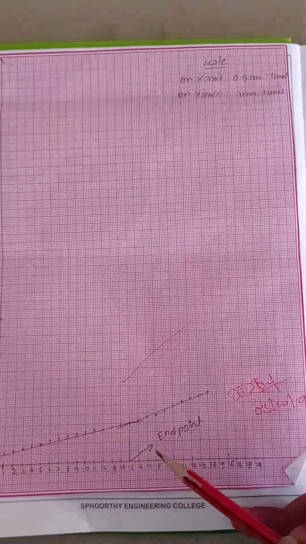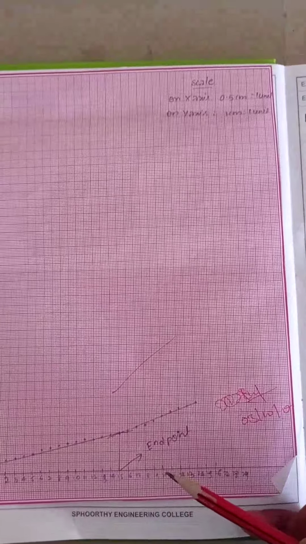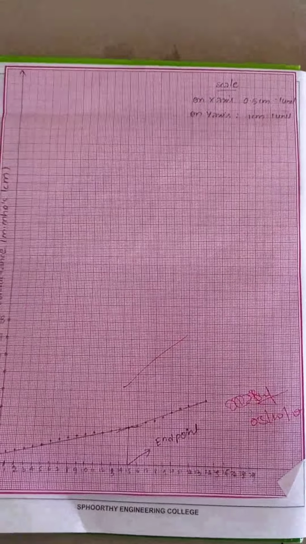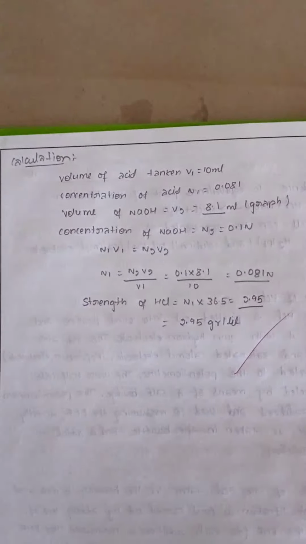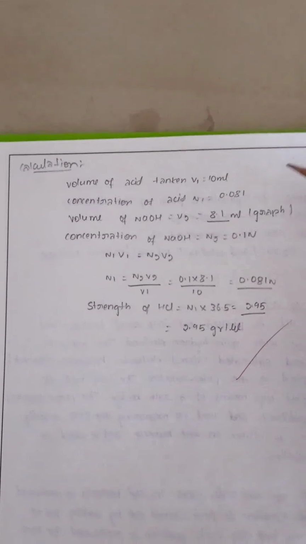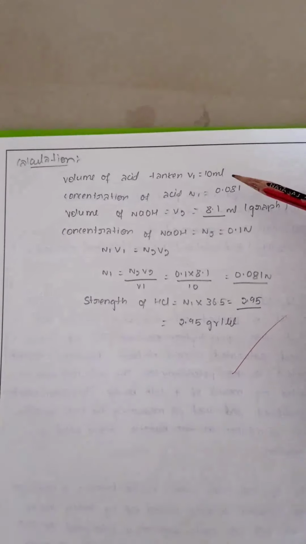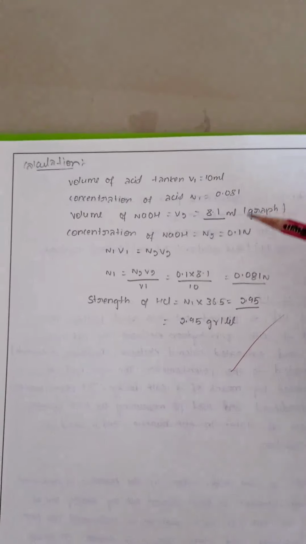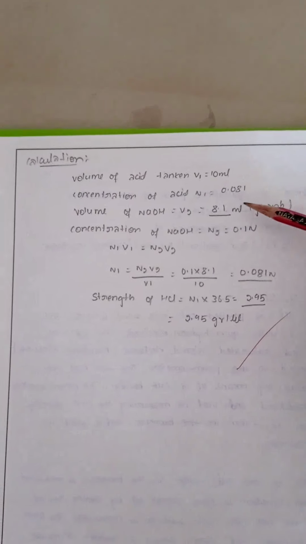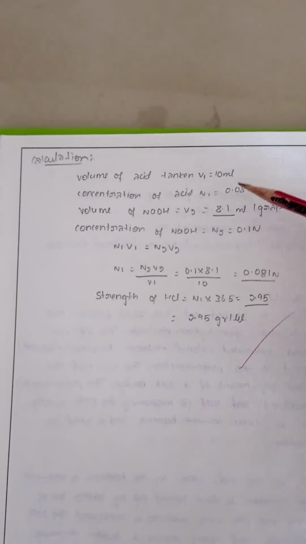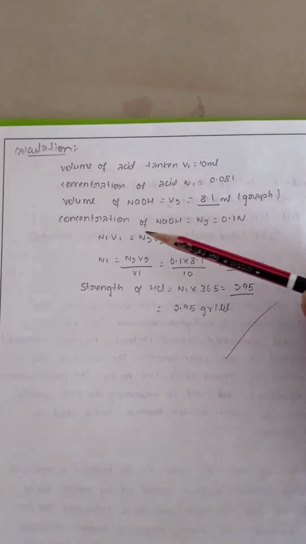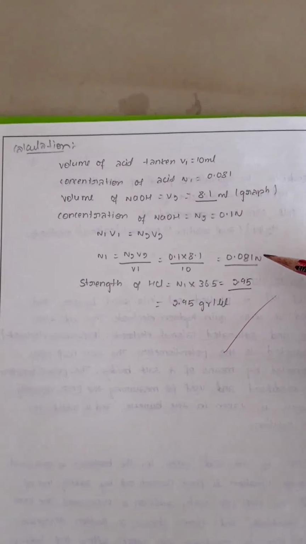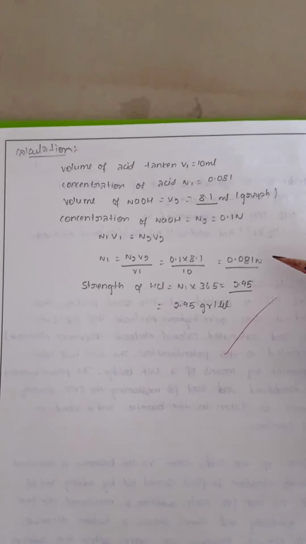By using this volume, substituting these values into N1V1 equals N2V2, we can calculate the concentration of acetic acid. The volume of acetic acid we are taking is 10 ml. The volume of NaOH you can take from the graph, right? By substituting these values into N1V1 equals N2V2, you can calculate the unknown acetic acid concentration.